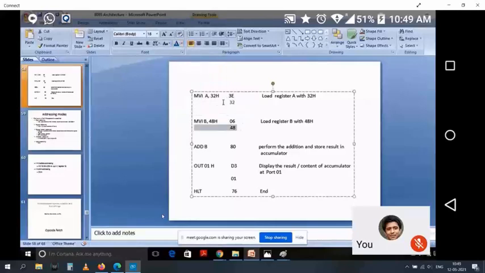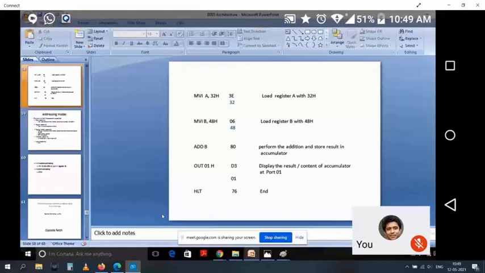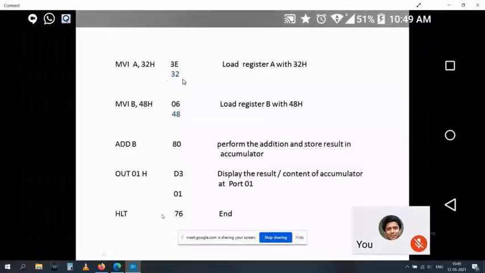Then I'm storing this data 48H here, and then I'm adding these two. First, I'm storing 32H here, then I'm storing 48H here. I'm performing an addition of the contents of register B with register A. So I'm doing an addition operation, and I'm displaying the output at the output port. This is just a small sample of how you can write small programs with the help of these instruction sets.